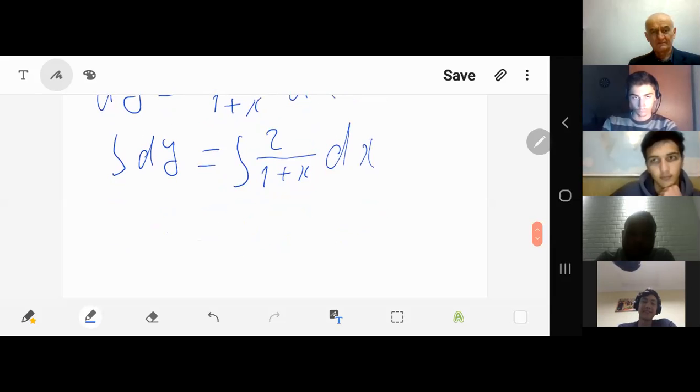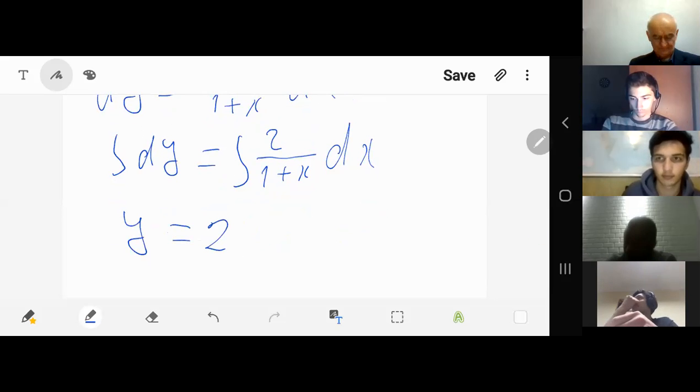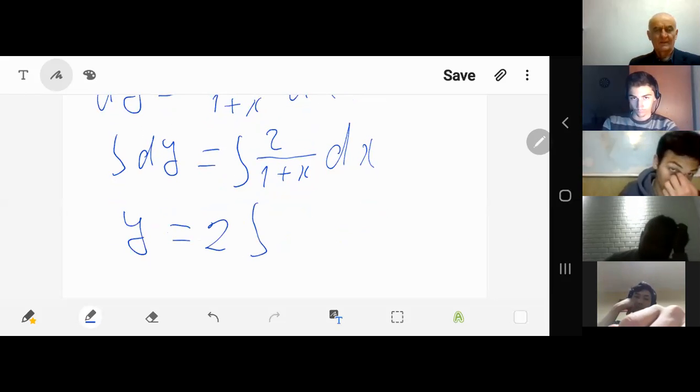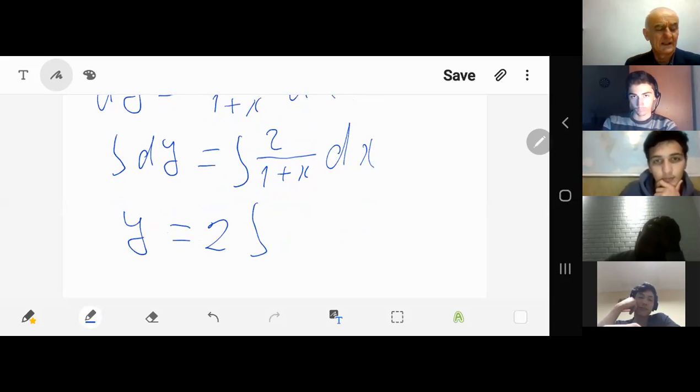So integral dy, it's obvious, it's y equals 2 times, and what can we do here? Here we have dx over 1 plus x. Yes, we have no basic integral like this, but instead of dx, we can write down d(1 plus x), because they are equal.